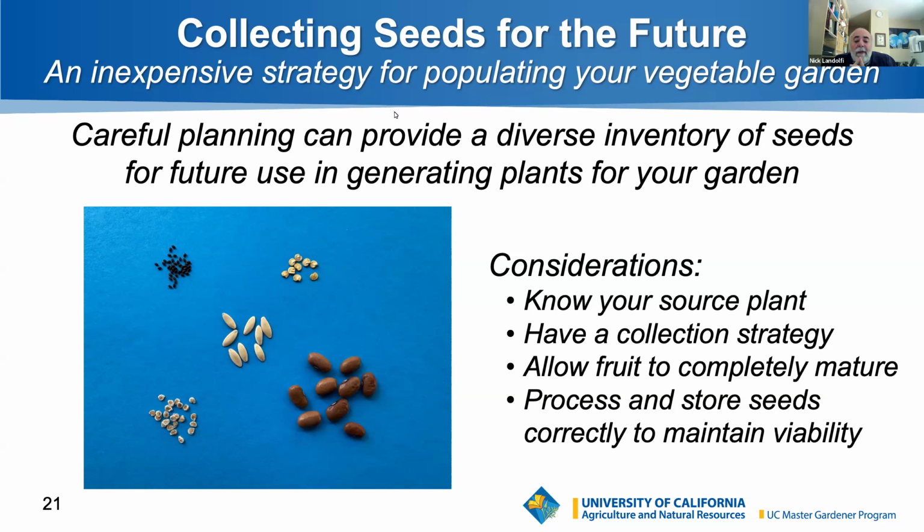Number three, allow the fruit or vegetable to mature completely before collection. This will ensure that the seeds are fully developed and germination competent. And finally, process and store the seeds correctly to maximize future germination. I would like to elaborate on each of these.